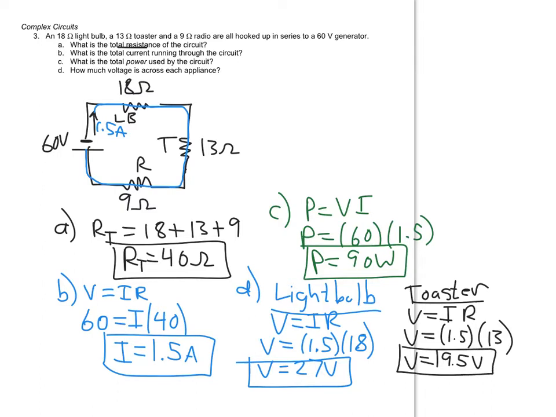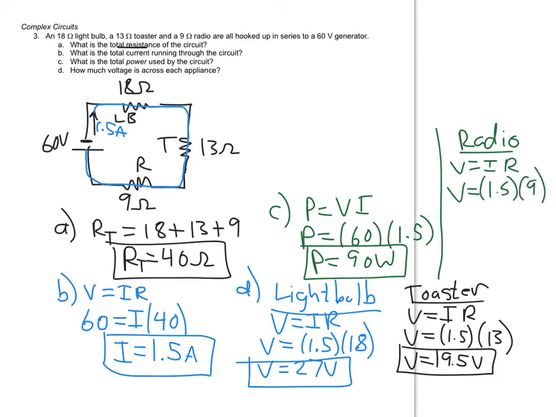And lastly, we will do the radio. Put that over here. Ohm's law once again. The 1.5 amps of current times 9 ohms of resistance, and that gives us 13.5 volts.